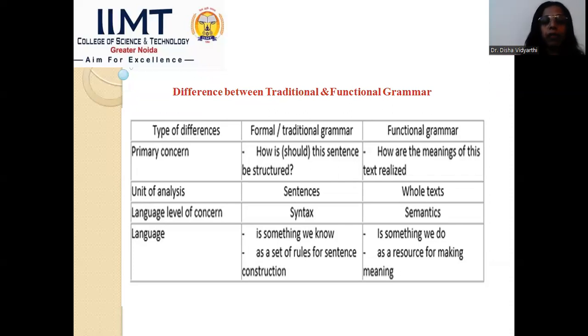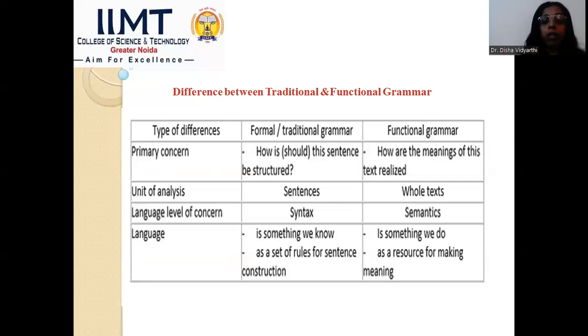Now see, type of differences. First one is primary concern. What is the primary concern in traditional grammar and functional grammar? Number one, it is how the sentence should be structured. That is the main focus, the goal or the aim in traditional grammar, because it solely or mainly focuses on the sentence and text being grammatically correct bit by bit.